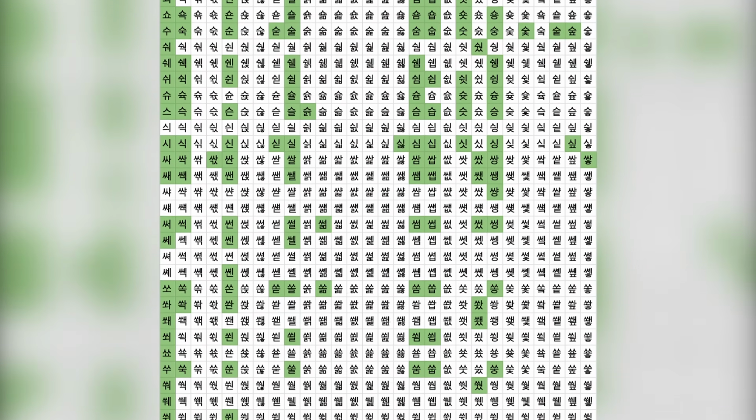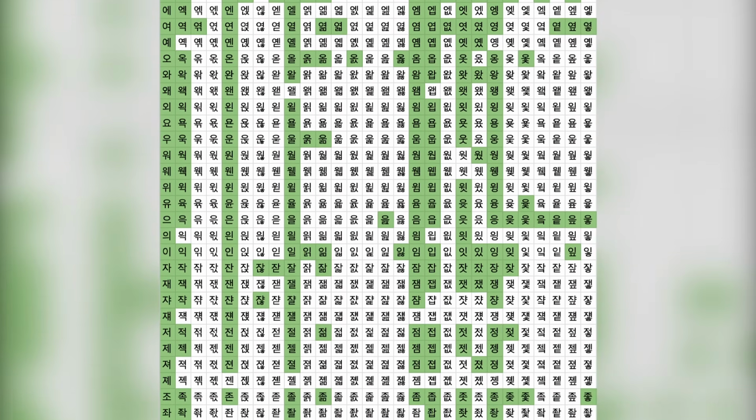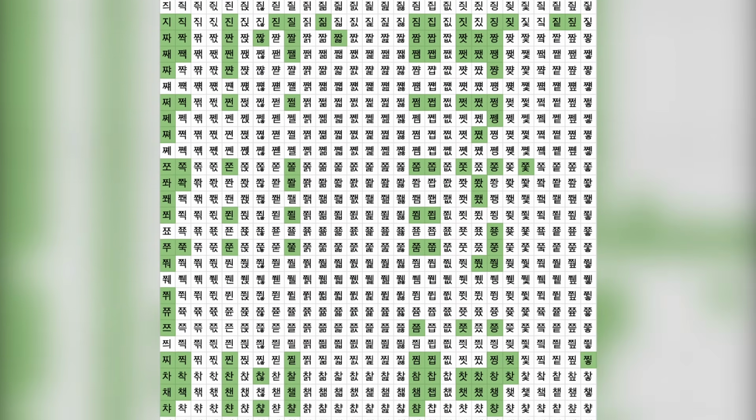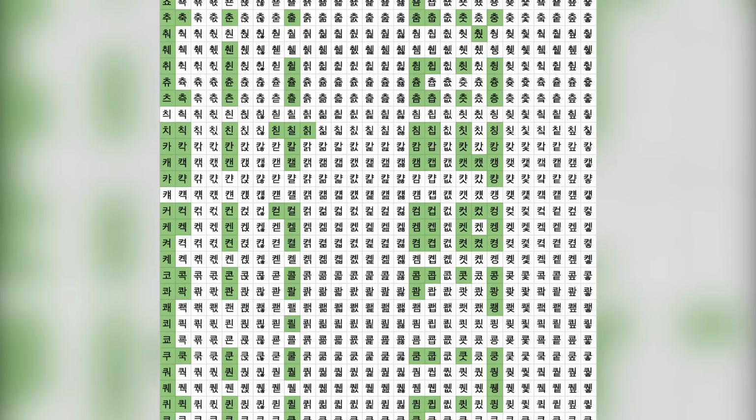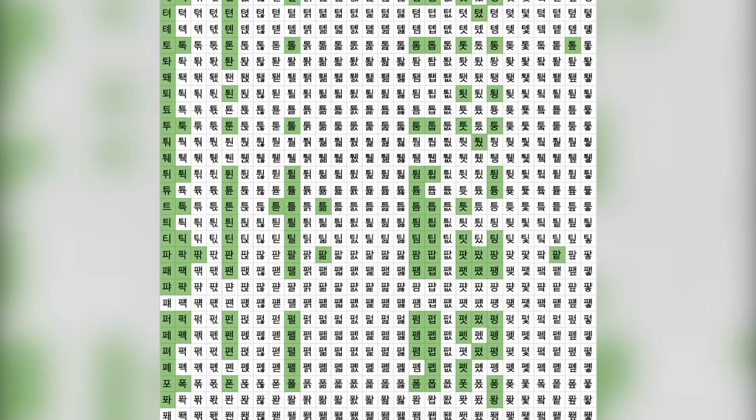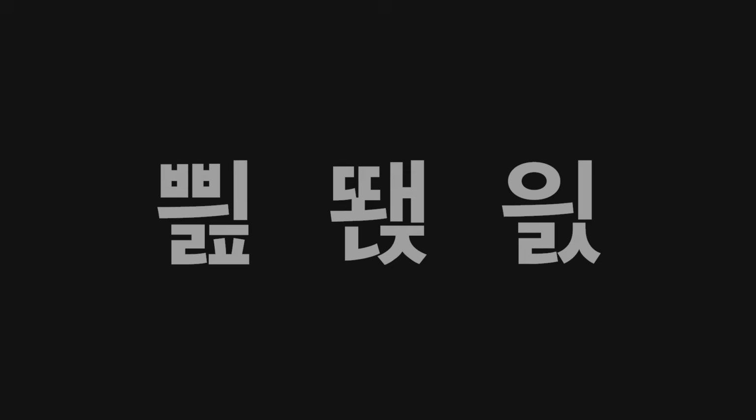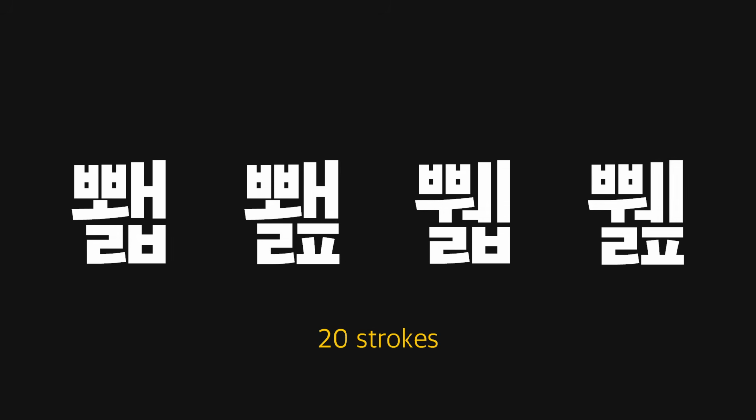What you see right now is all 11,172 characters. The colored ones are the only ones you'll find in a book or a dictionary. The blank ones are complete gibberish and meaningless even to Koreans. If you rummage through the entire list, you can find extremely weird characters. Take a look at these, which have 20 strokes each, the most of any character.